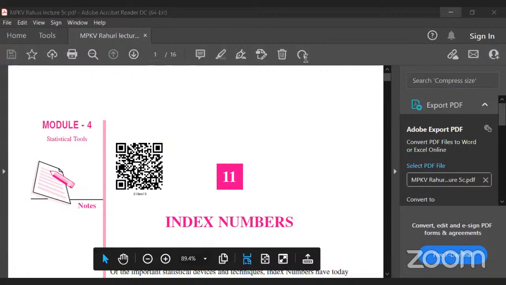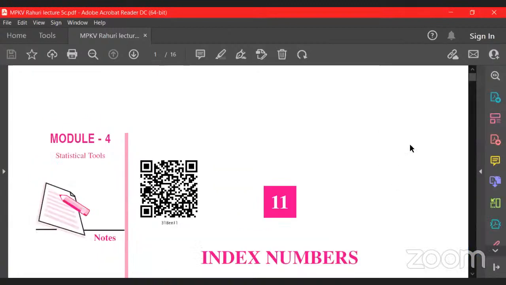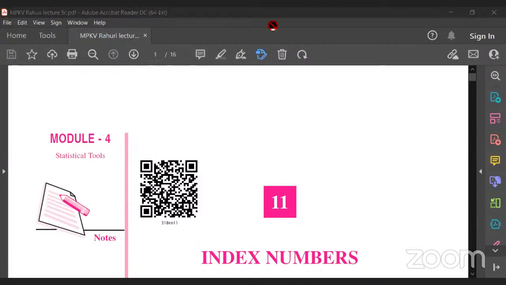So now I'm trying to show you one set of notes on index numbers. I have already made this for a person. Can you see this index number? Yes, sir, you can see. I will also try to put it in the chat box. Wait.